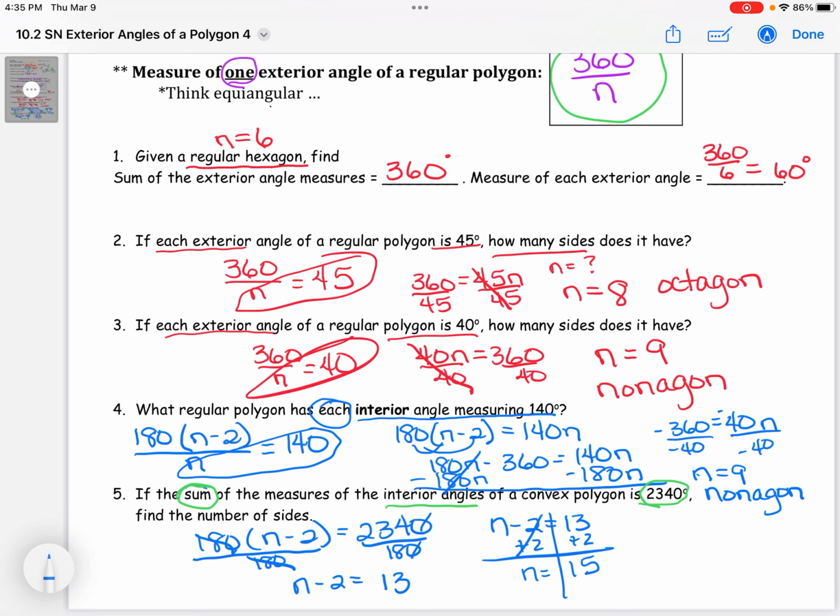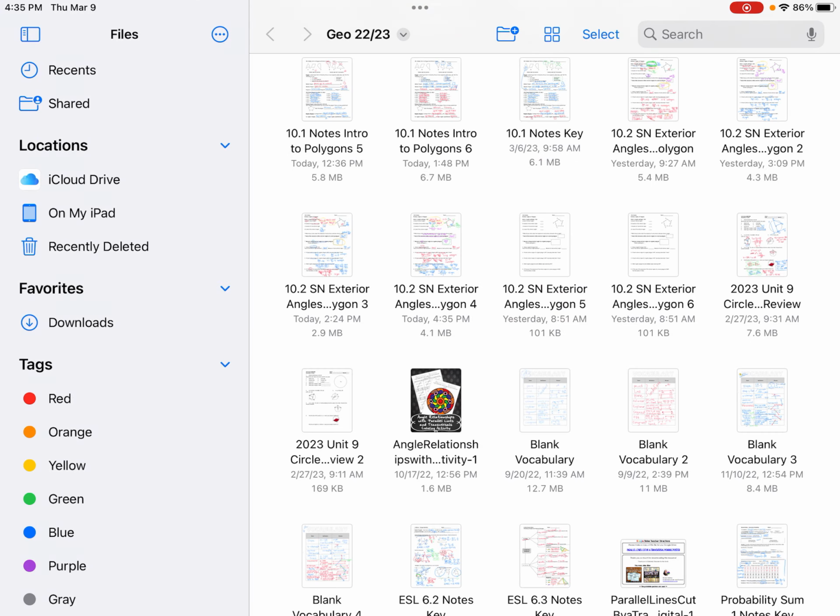So I have a 15-sided polygon for the angles to add up to 2340. And I don't know if y'all talked about it, but if you want to name a 15-sided, it's a 15-gon. So there you go.